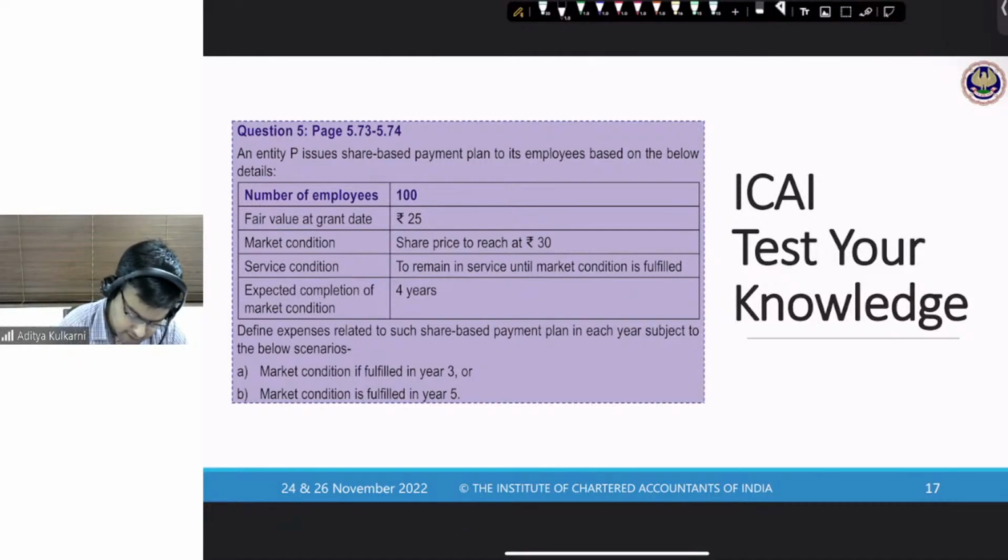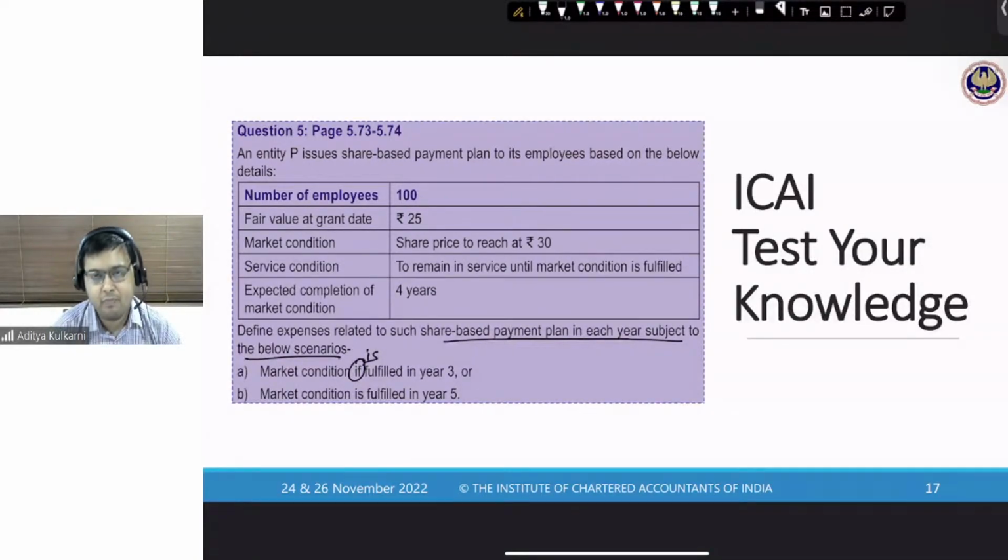Define expenses related to such share-based payment plan in each year subject to the below condition. That is, market condition is fulfilled in year 3, or the market condition is fulfilled in year 5. Market condition is fulfilled. Okay.